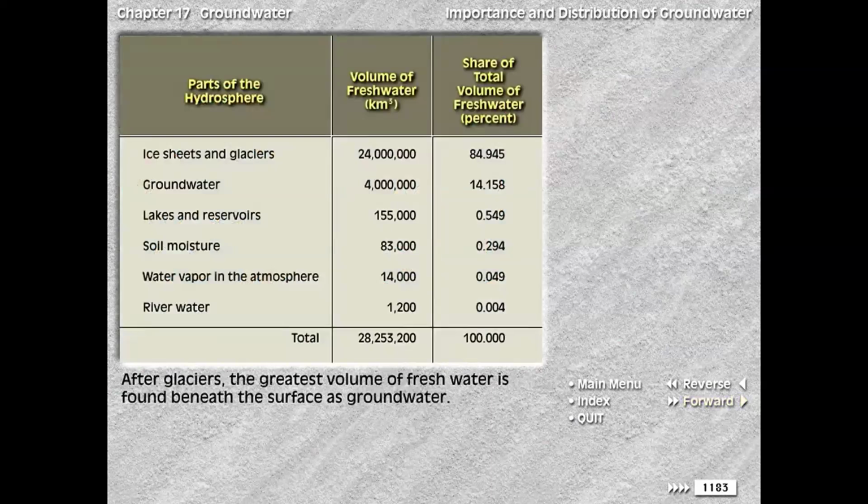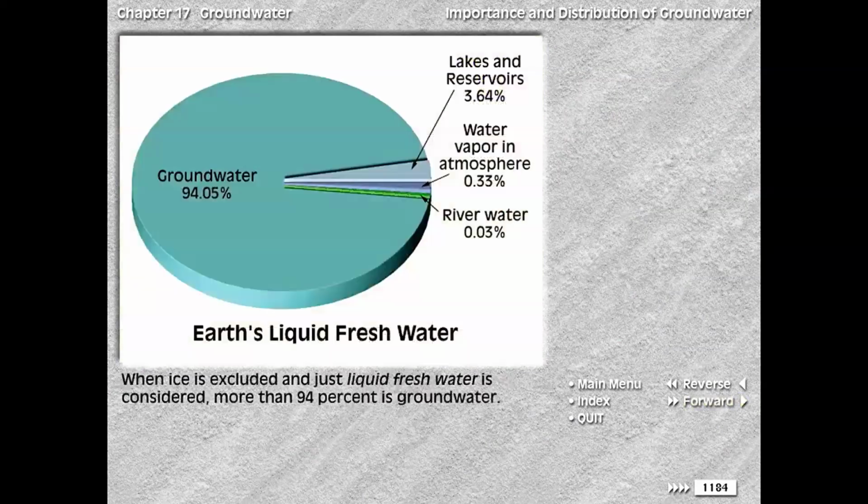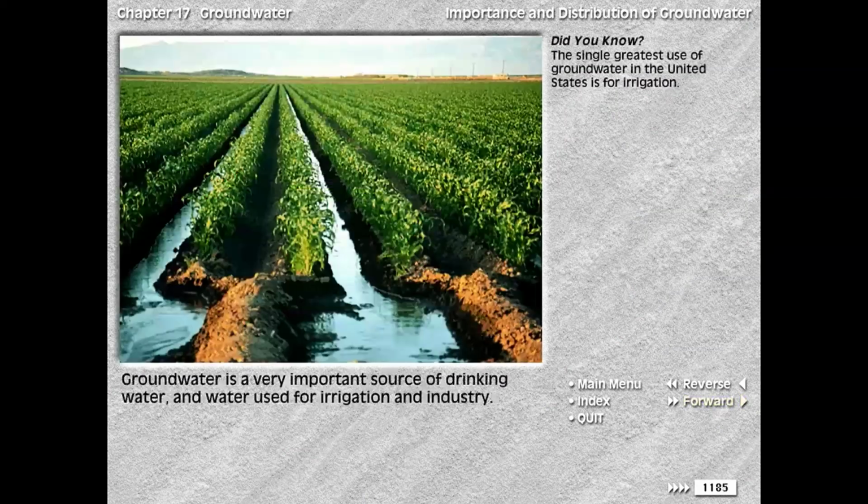After glaciers, the greatest volume of fresh water is found beneath the surface as groundwater. When ice is excluded and just liquid fresh water is considered, more than 94% is groundwater. Groundwater is a very important source of drinking water and water used for irrigation and industry.